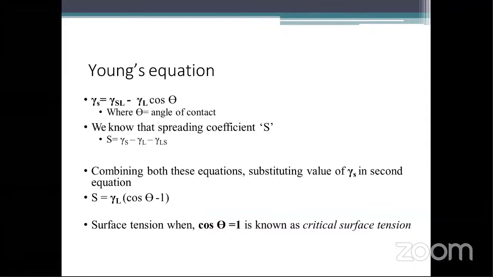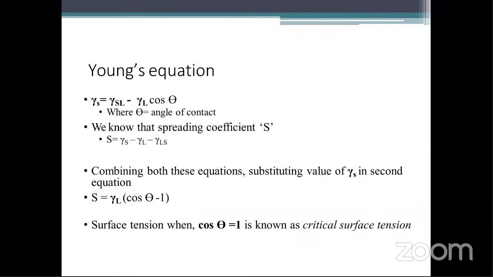This is the last, that is critical surface tension. Young's equation or Young modulus already you have studied. Okay, where was this equation? gamma s is equal to gamma ls plus gamma l into cos theta.